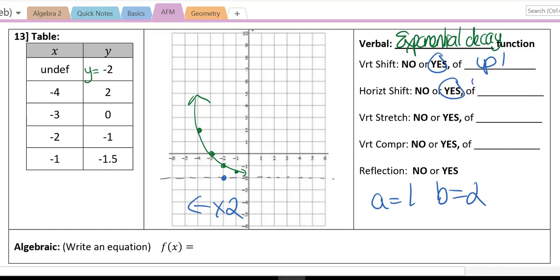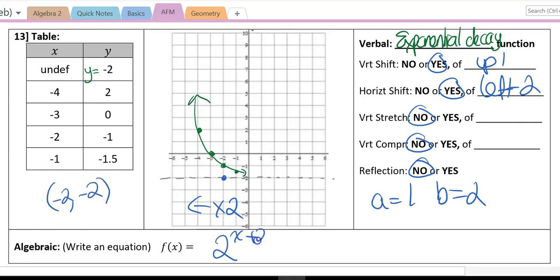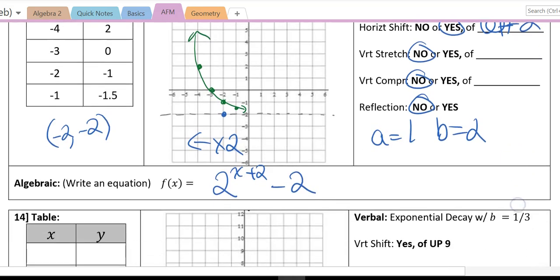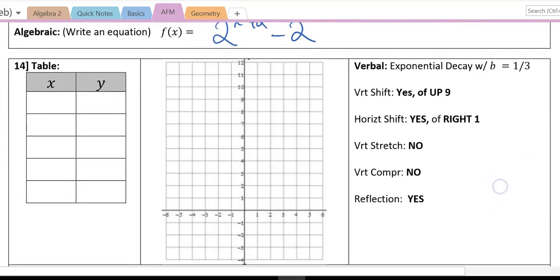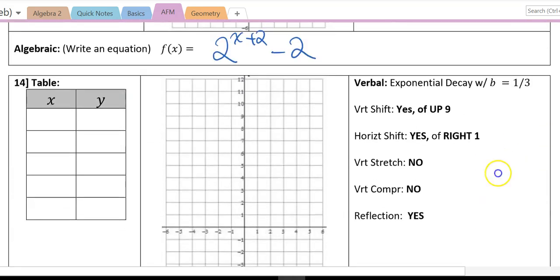So horizontal shift, yes, we went left 2. Vertical stretch, no, because our a value is 1, and no reflection. So I'm going to have 2 to the power of x, and the h, k here is negative 2, negative 2. So x plus 2, minus 2. Oh, I forgot there's one more. And I guess this is, yep, last one.